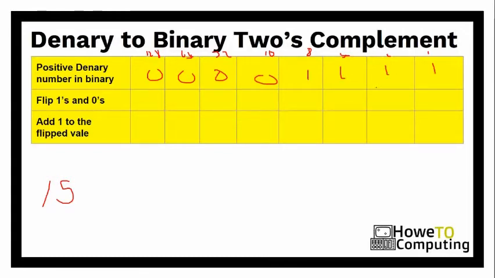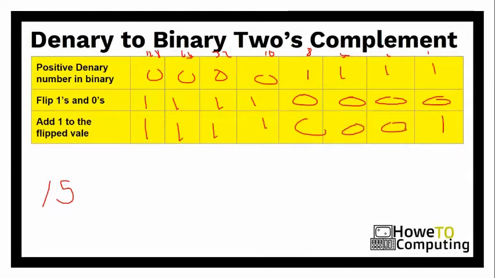So step 1, we figured that out. The next step, we flip all the 1s to 0s, and 0s to 1s. This will be 1, 1, 1, 1, 0, 0, 0, 0. Then we add denary 1. So this is adding a denary value of 1. So this will be 1, 1, 1, 1, 0, 0, 0, 1. So minus 15 in 2's complement is 1, 1, 1, 1, 0, 0, 0, 1.